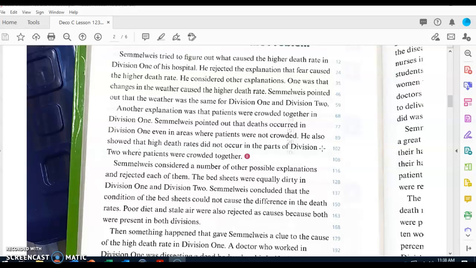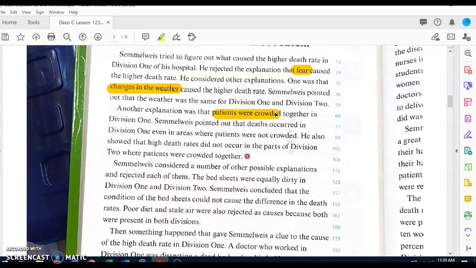Let's listen to question number 1. What were the 3 explanations for the higher death rate in Division 1? So let's go back to the story and find out these 3 explanations. Number 1 is fear. Number 2 was changes in the weather. And number 3 was the crowded conditions, where the patients were crowded.